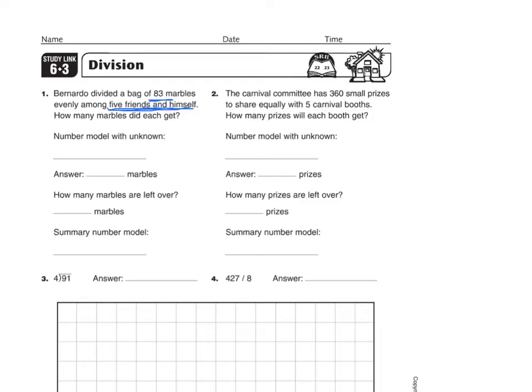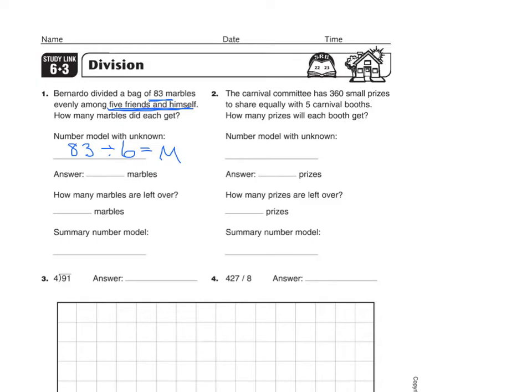So we want to remember he's the 6th person. So the number model is the total, which is the dividend, 83 divided by 6. Using it with an unknown means what are we solving for? In this case, we're figuring out how many marbles each person gets. So I'm going to put M for marbles.